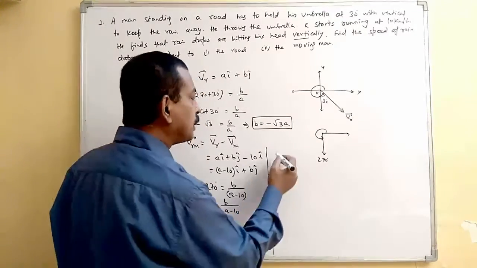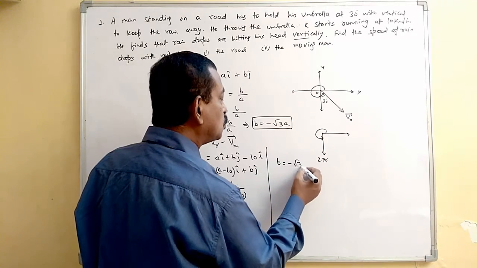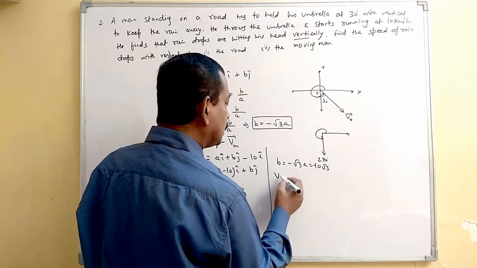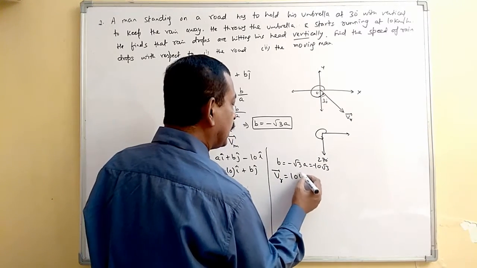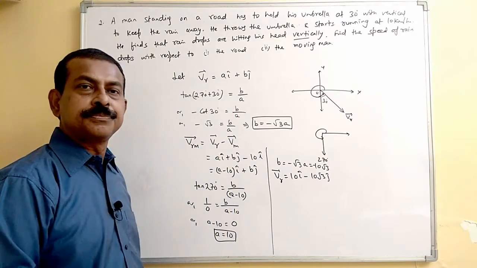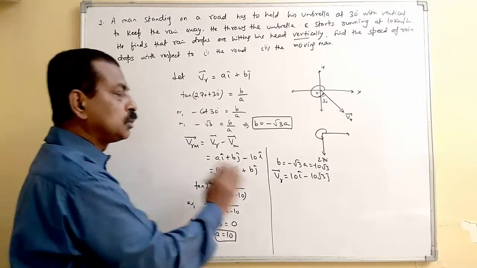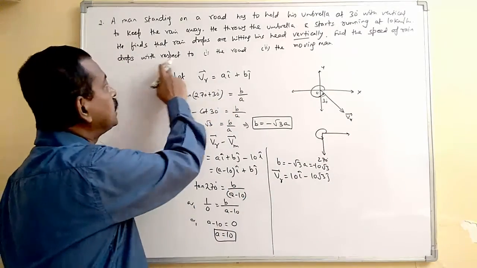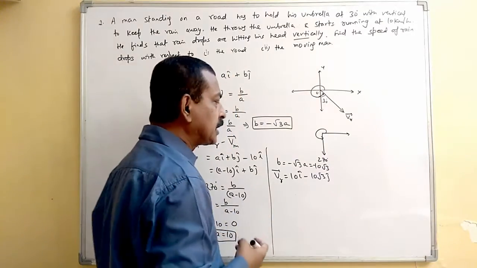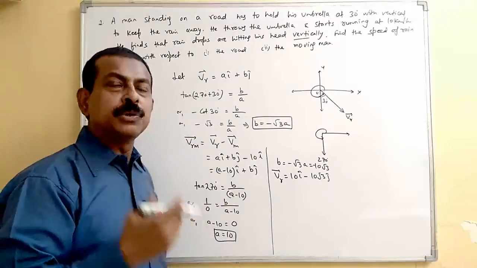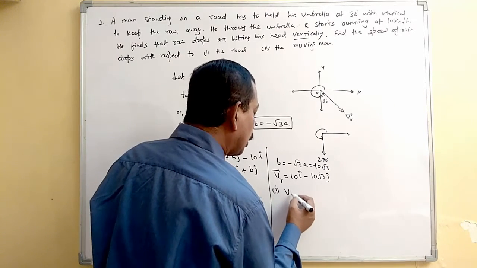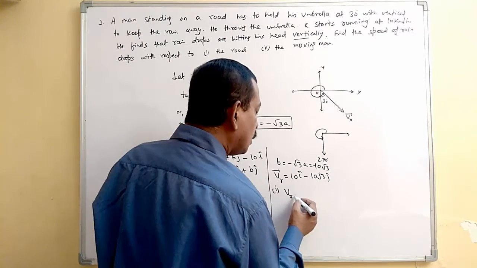And once we have the value of a, b will be equal to minus root 3 a, so this is minus 10 root 3. Therefore, velocity of rain will be 10 i minus 10 root 3 j. Now, this is the expression. In the first part, it is asked what its speed is with respect to the road. That means this is basically the actual speed with which rain is falling with respect to the ground or the road.